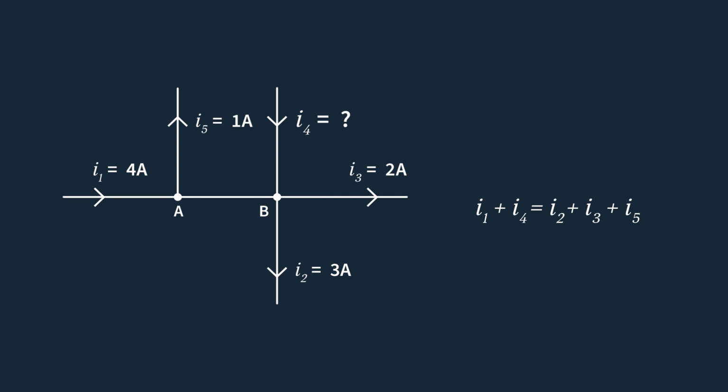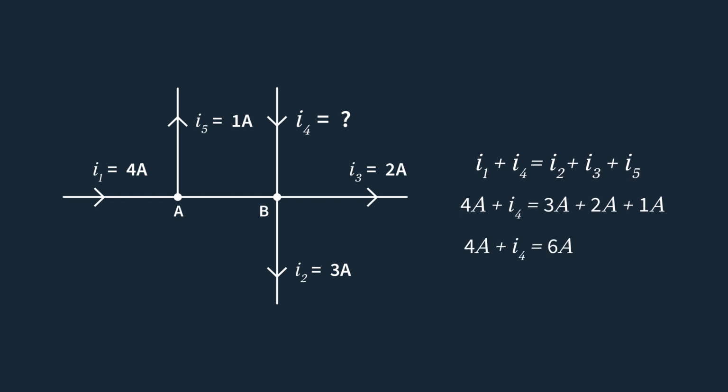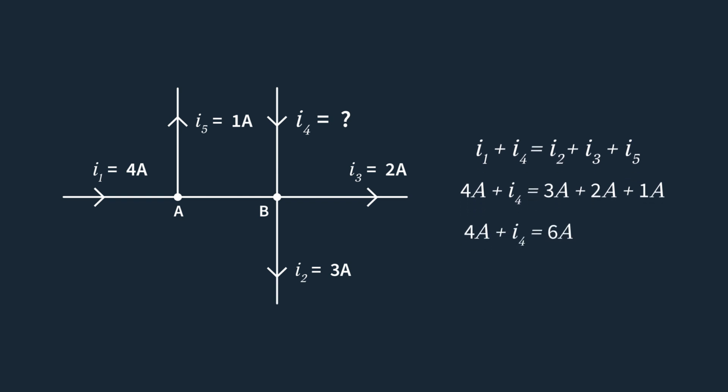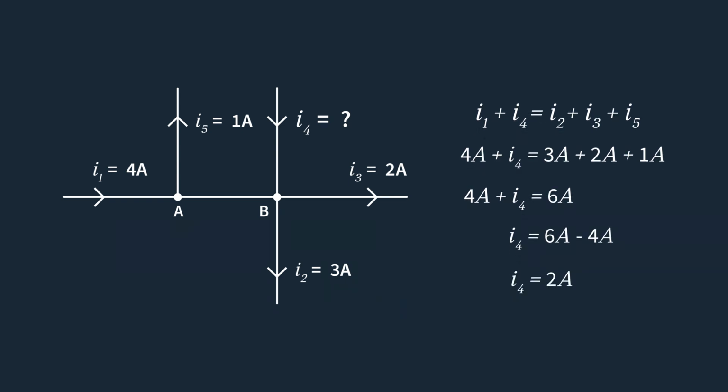Then we can substitute the given values with 4 amps plus I4 equals 3 amps plus 2 amps plus 1 amp. Then we combine like terms, we have 4 amps plus I4 equals 6 amps. Isolate I4 by subtracting 4 amps from both sides gives us I4 equals 6 amps minus 4 amps, or I4 equals 2 amps. So the value of I4 in the circuit is 2 amps.